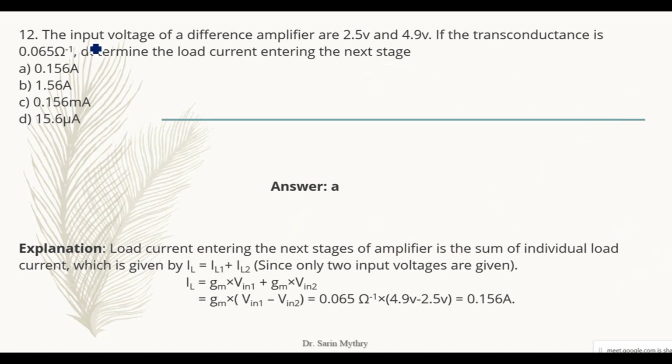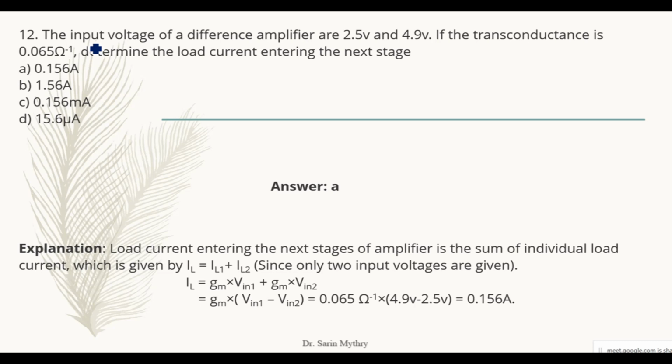So the next one: the input voltages of a differential amplifier, the two voltages V1 and V2, are 2.5 volts and 4.9 volts. If the transconductance is 0.065 mho, the inverse of ohm is the mho, determine the load current entering the next stage. You're supposed to find out the load current which is entering the next stage.